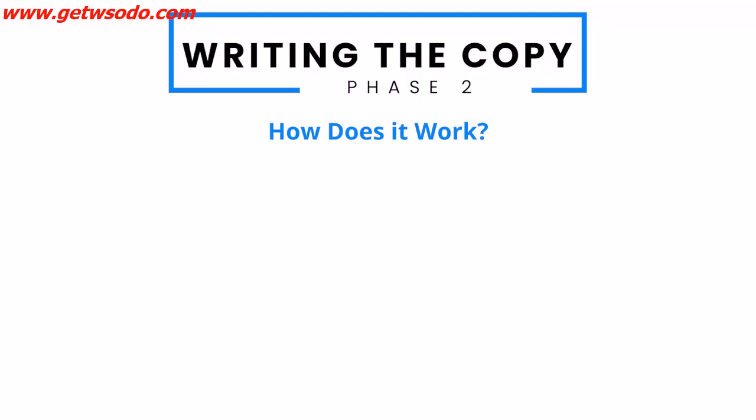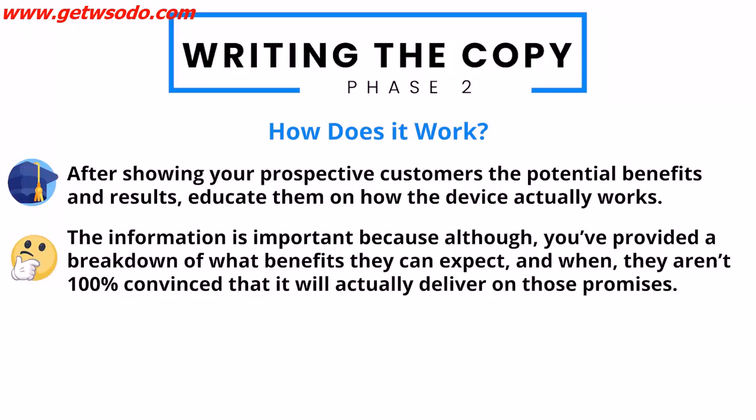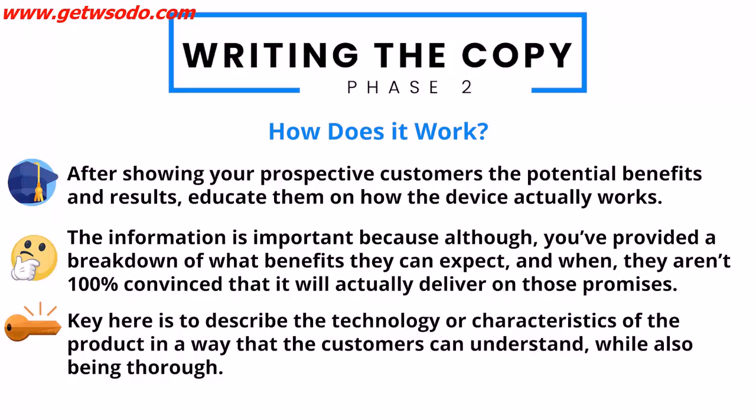So now after showing your prospective customers the potential benefits and results, you want to educate them on how the device actually works. The information is important because although you provided your customers with a breakdown of what benefits they can expect and when they can expect them, they likely aren't 100% convinced that it will actually deliver on those promises. The key here is to describe the technology or characteristics of the product in a way that the customer can understand while also being thorough.